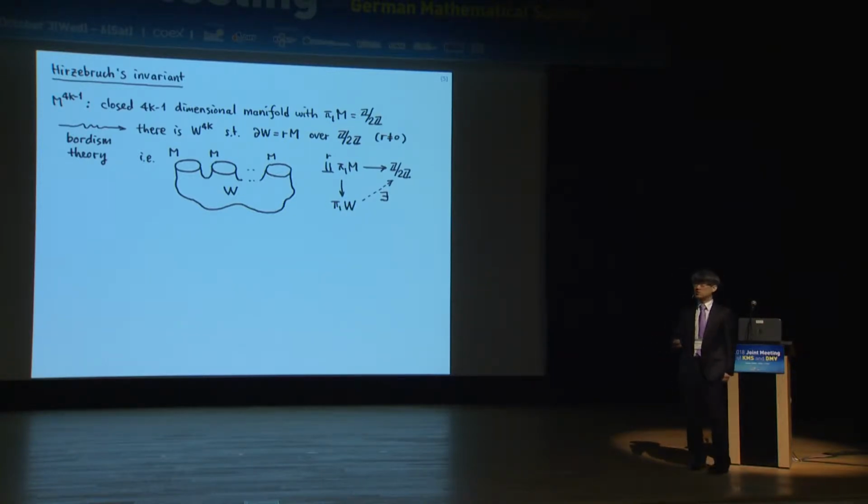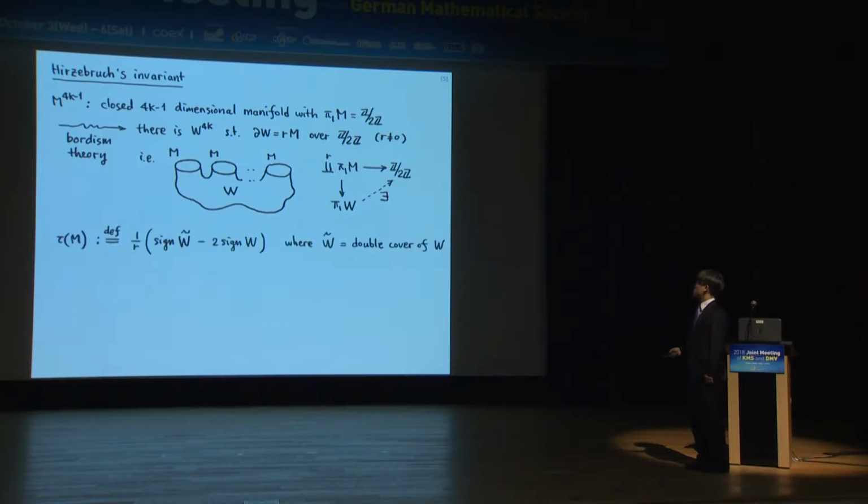We always have this situation by bordism theory, and then he defined an invariant by taking the signature of the associated double cover of the 4k-manifold. Because we have this map, there is an associated twofold cover whose transformation group is G mod 2, and then take 2 times the signature of the W.